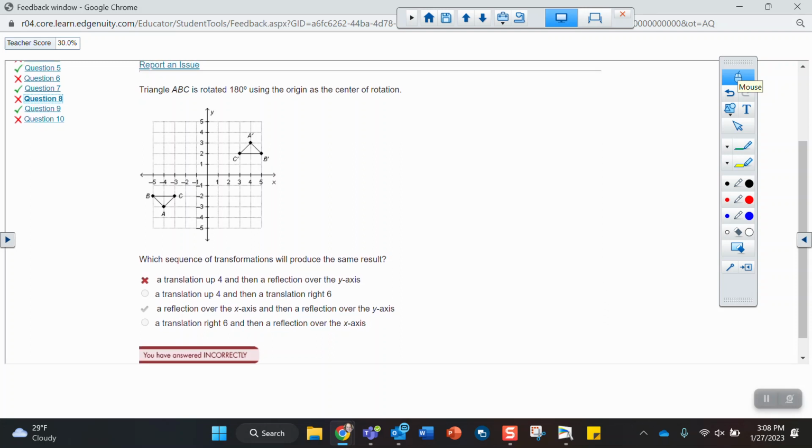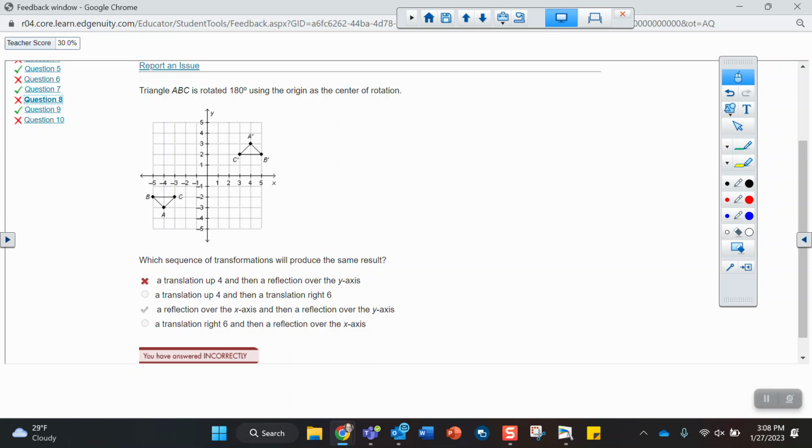Rotated 180 degrees using the origin as the center, which sequence of transformations will produce the same result? Reflection over the x, reflection over the y. Yeah, so that actually it's a little bit of a trick, kind of.